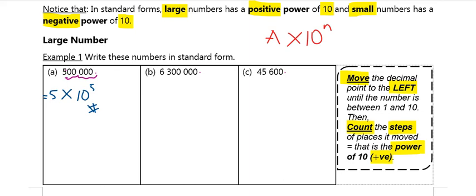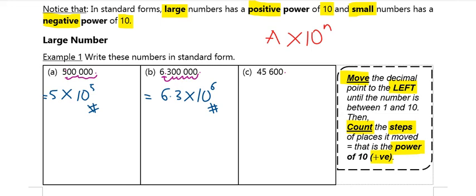Here you have 6,300,000. We do the same thing: move the decimal point 1, 2, 3, 4, 5, 6. So your a will be 6.3, times 10 power 6. All right, that's for part B.